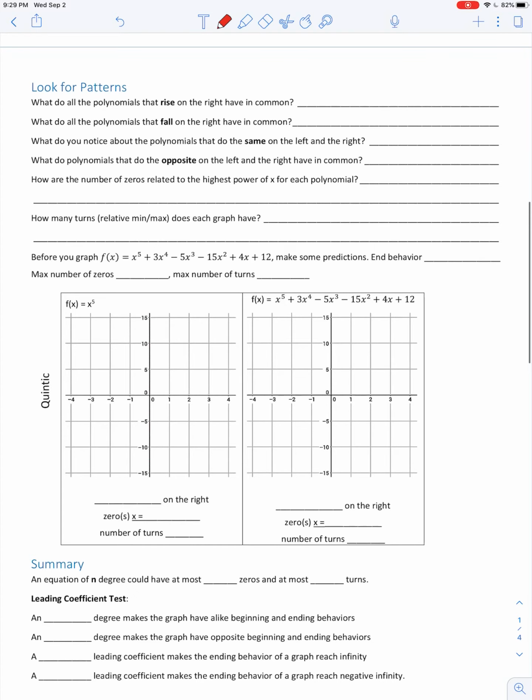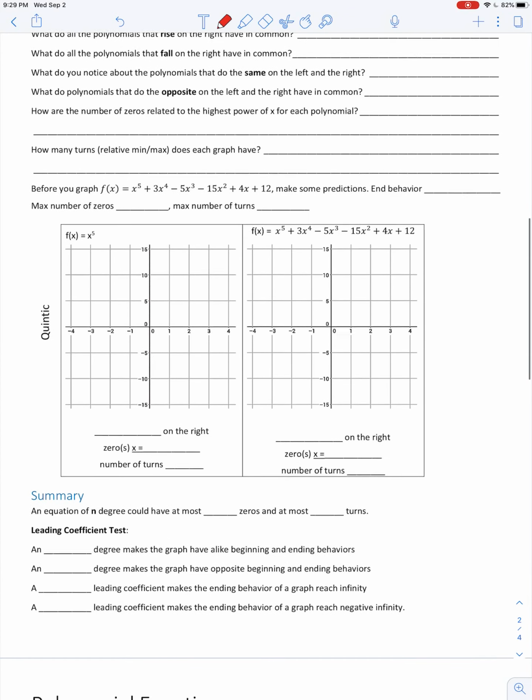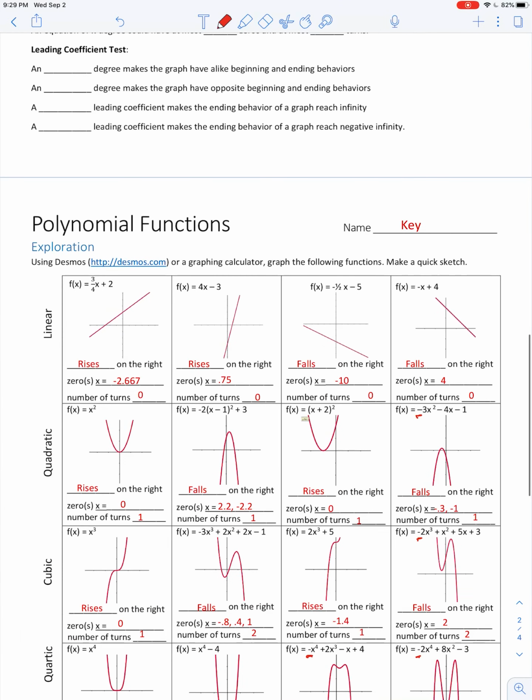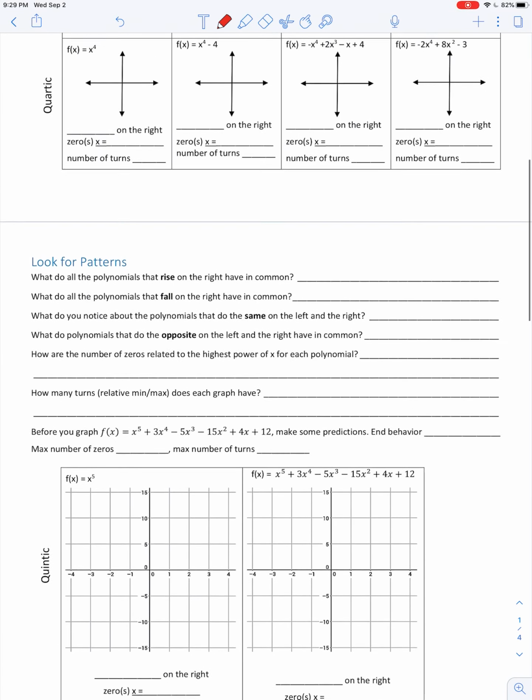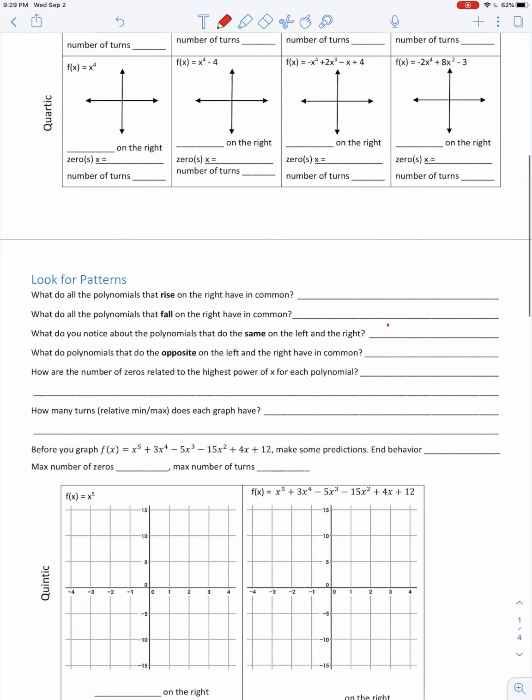What do all the polynomials that do the same thing on the left and right have in common? Well, none of these do the same in the left and right. Linear's out. But the quadratics are all doing the same thing on the left and right. They're either rising on the left and right or falling on the left and right. Cubics are out. Quadratics, quartics, my fault, look like they all have the same end behavior on both sides. What do they have in common? Well, guess what? They are both even. The highest power, or the degree, is even. And when they do the opposite, they have an odd degree.